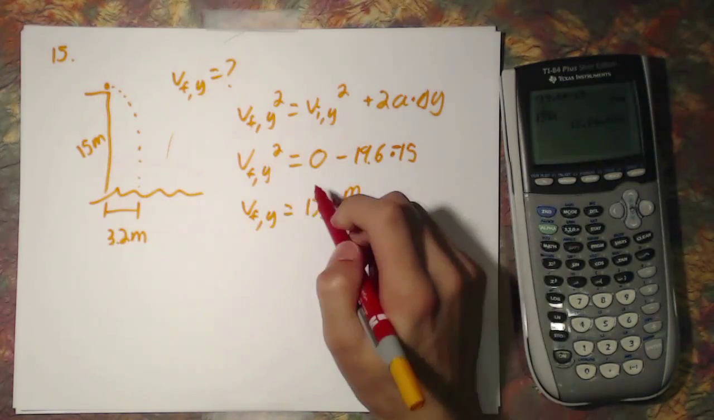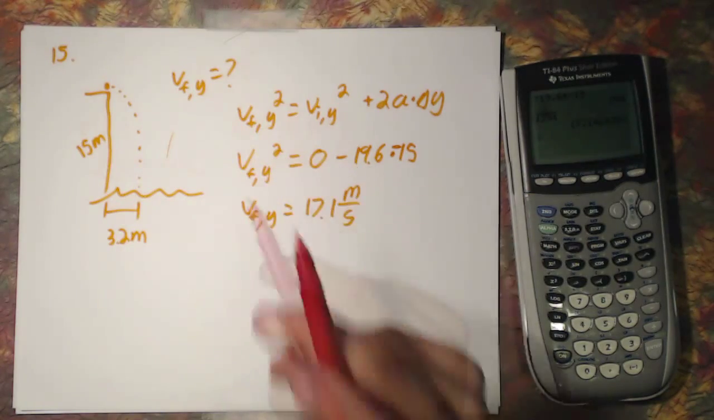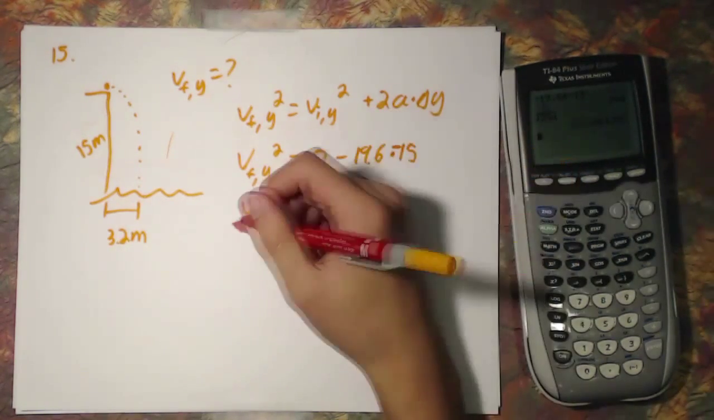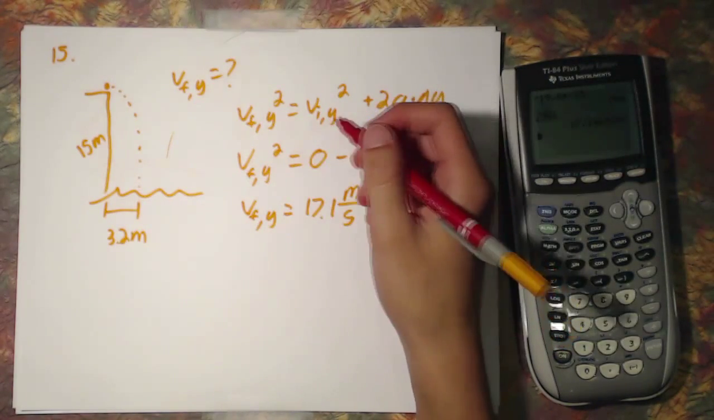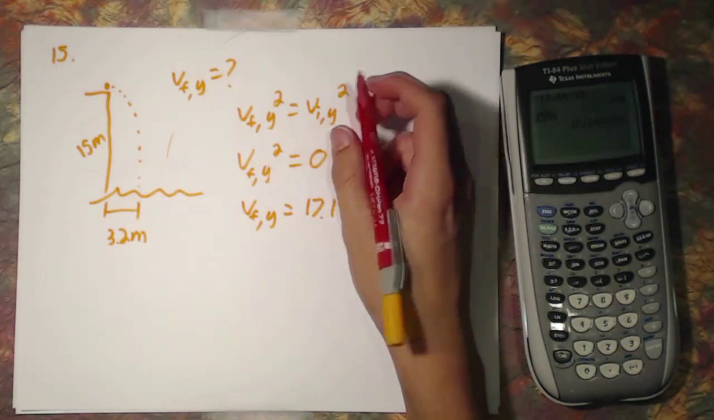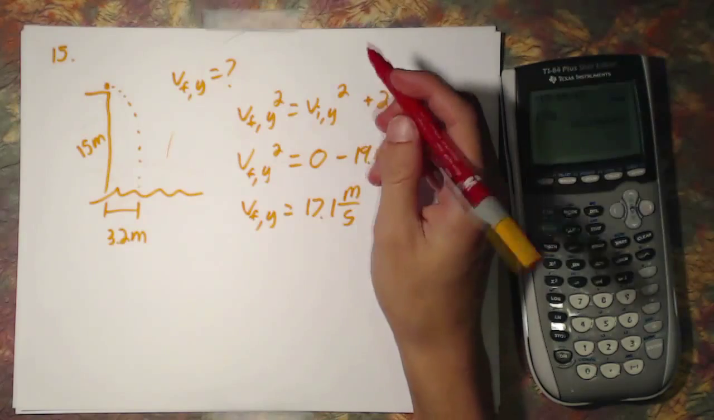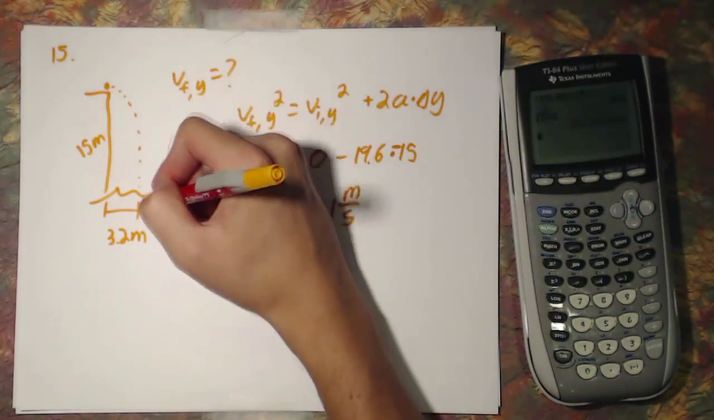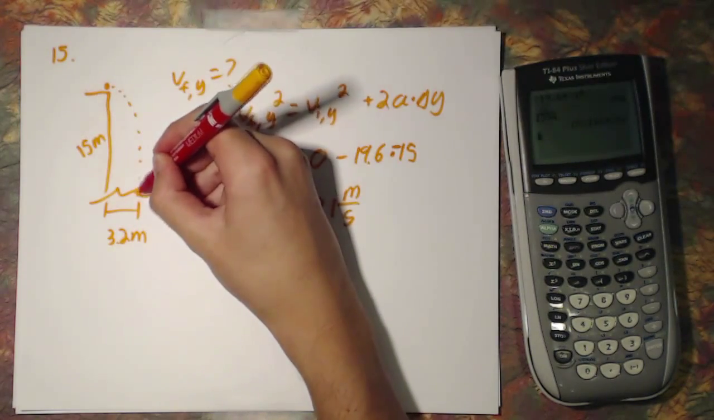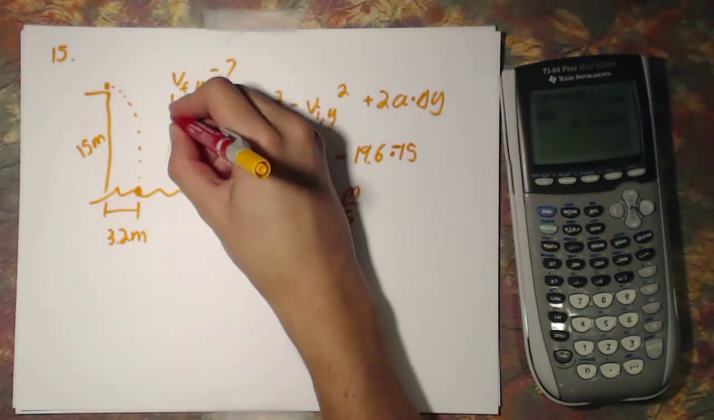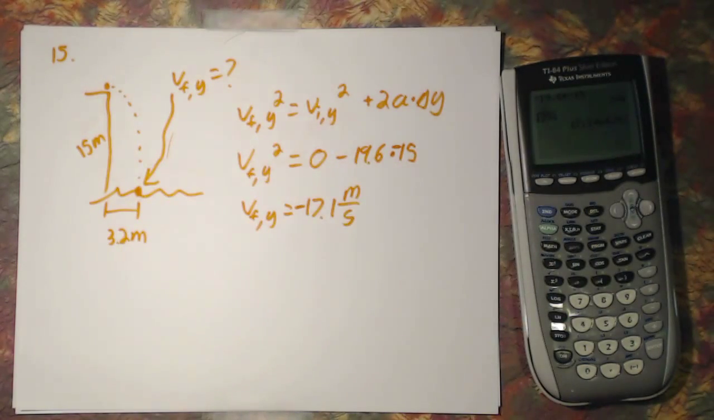But wait, when you take the square root of a number, you're always going to get a positive number, but in the process of getting a squared number, you could have either a negative or a positive number. If you have negative 2 and you square it, you get 4. If you have 2 and you square it, you get 4. So when you square root 4, you don't know if the answer is going to be 2 or negative 2, so you have to look at the problem for the physics. Since she's falling downwards, we know that her final vertical velocity is going to be negative, so this is actually negative 17.